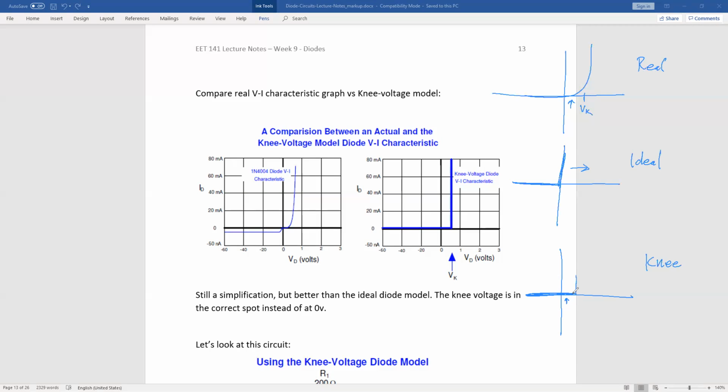And then when we get to the knee voltage, VK, we have that abrupt vertical turn where we have a voltage source hooked up, and we can have any current flowing through that, but there's going to be a fixed voltage drop, and that is equal to the knee voltage, VK, for that particular diode material. So this is a simplification, but it's a much more accurate simplification, and it works pretty well for modeling the actual behavior of the diode.